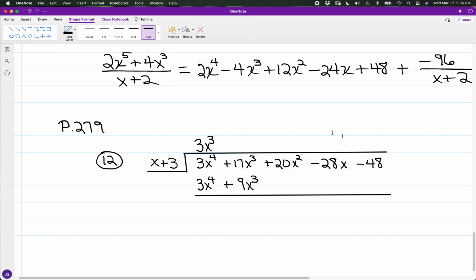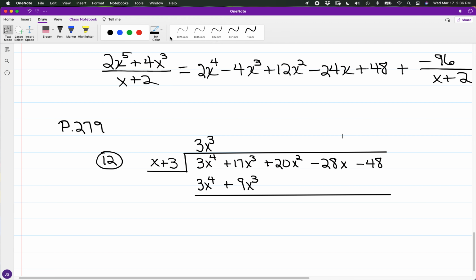Again, we're back in long division mode. Looking at it row by row, subtracting: the 3x to the fourth is going to cancel. Now we have 17x cubed minus 9x cubed, so this will be 8x cubed. Again, the terms from 20x squared on down have not been touched yet, but soon will be.